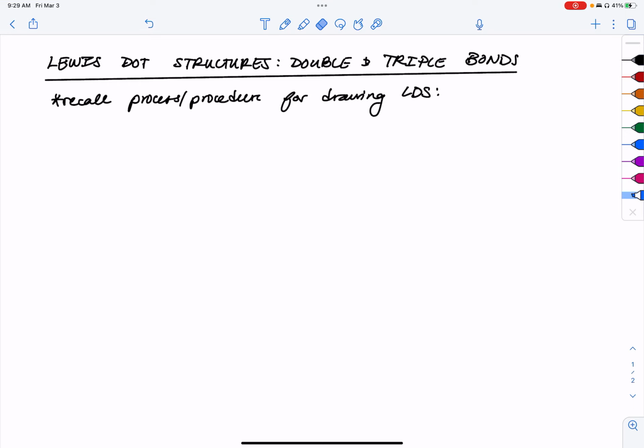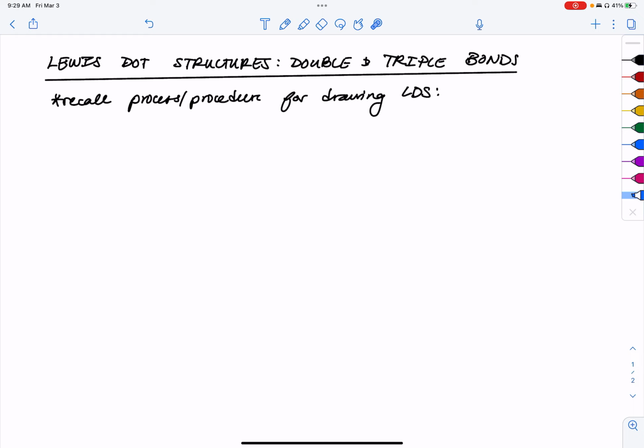All right, welcome to part one of our lecture video series for Friday, March 3rd, where we go over how to draw Lewis dot structures for compounds that contain atoms that maybe share more than one bonding pair. In other words, maybe contain a double or even a triple bond.